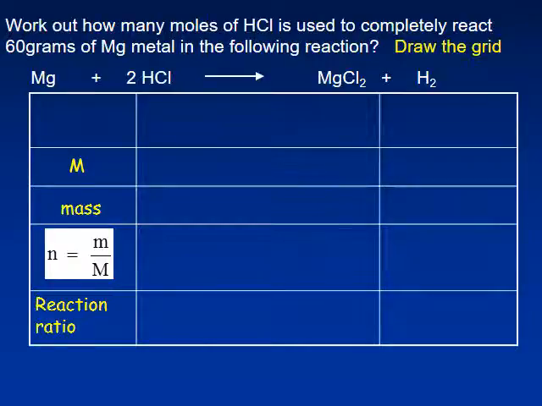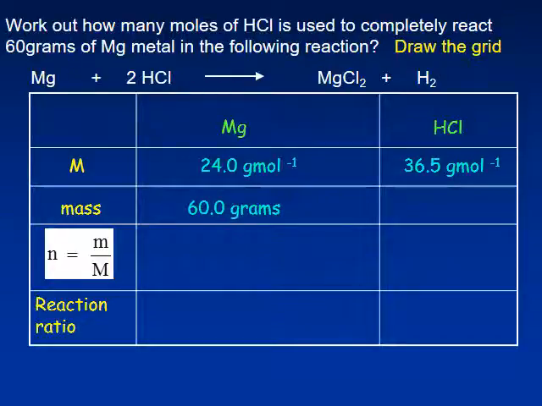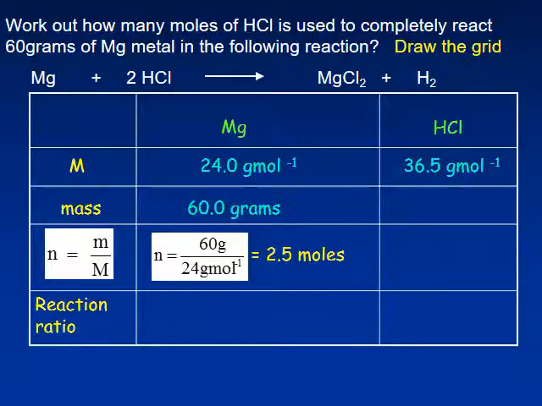Okay, so welcome back. Hopefully you've drawn the grid and you've managed to fill it out to find the answer to how many moles of hydrochloric acid is required. So let's go through this. You've got the magnesium and the hydrochloric acid. The molar mass of magnesium is 24 grams per mole from the periodic table, and hydrochloric acid is 36.5 grams per mole, also from the periodic table, where you added the molar mass of chlorine to the molar mass of hydrogen. The mass is 60 grams for magnesium, and we don't know what it is for the hydrochloric acid, so we're going to try and find out.